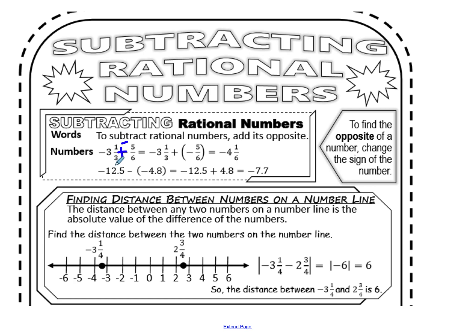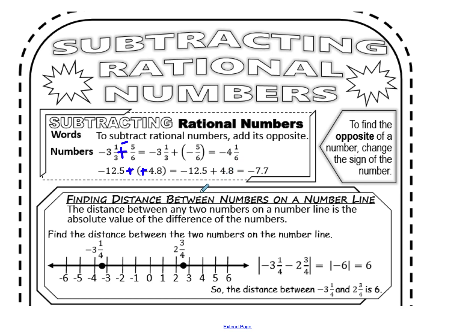Here I have 12.5 minus negative 4 8/10. Boom, change to addition, boom, change the sign. Different signs, find the difference. I now have negative 12.5 plus 4 8/10, negative 7 7/10.